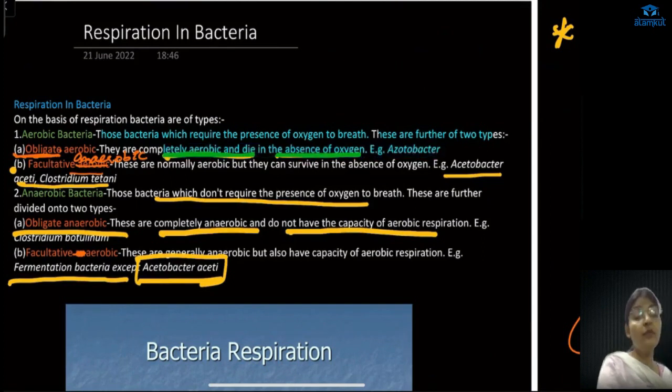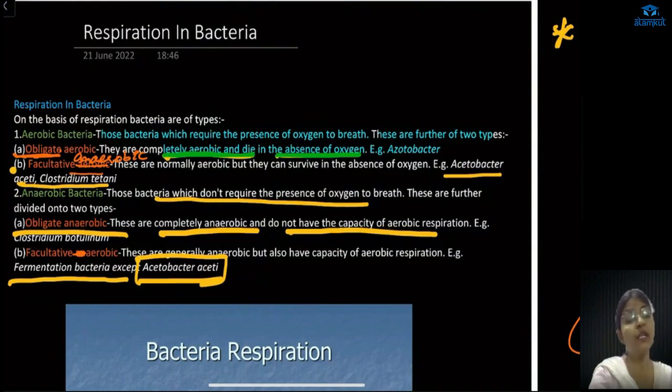Example, Azotobacter. इनको किसी भी तरह से ऑक्सीजन चाहिए ही चाहिए for their survival. And facultative anaerobic में क्या होता है? They are normally aerobic, okay, but they can survive in the absence of oxygen. Example is Acetobacter aceti or Clostridium tetani. Means कि अगर कोई extreme condition आ जाए where oxygen is not present, in that condition also they are able to survive. So I was telling about obligate aerobic and facultative anaerobic.